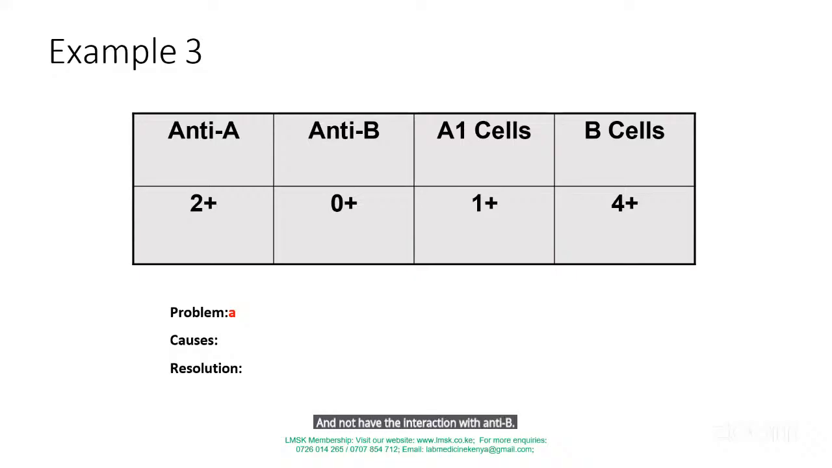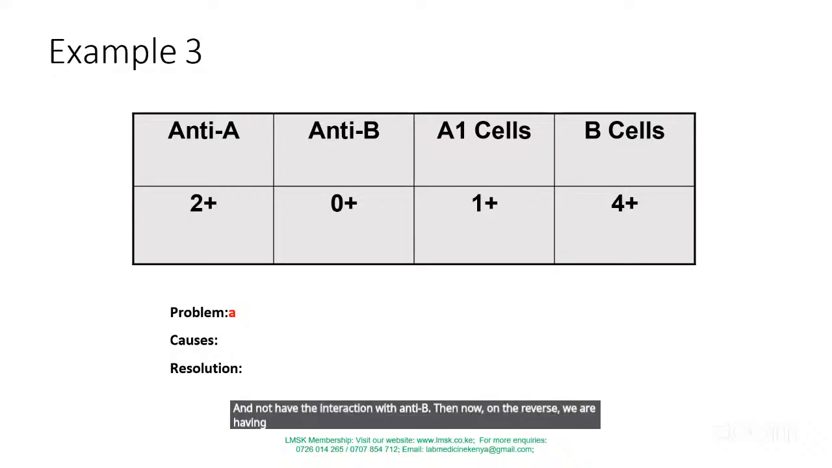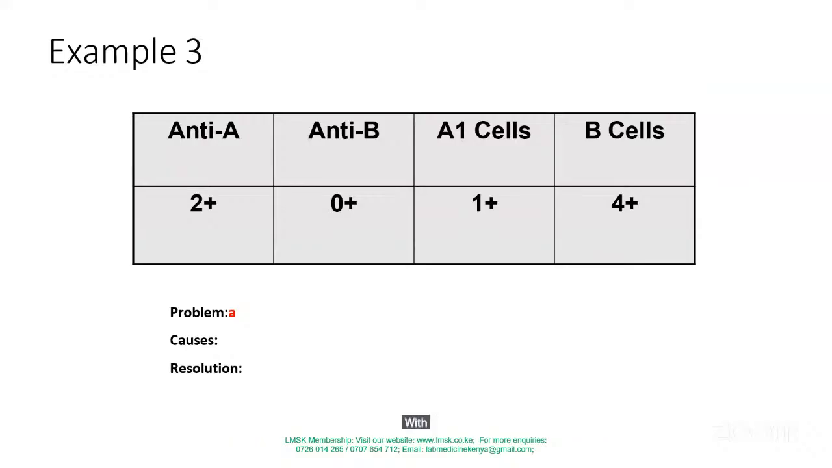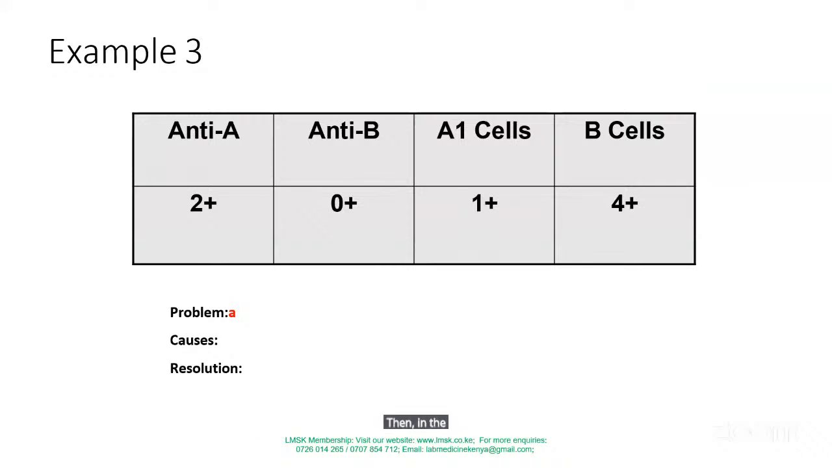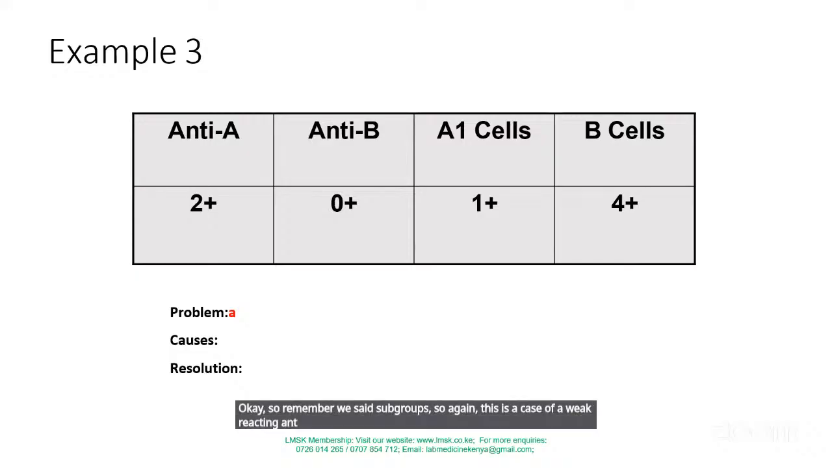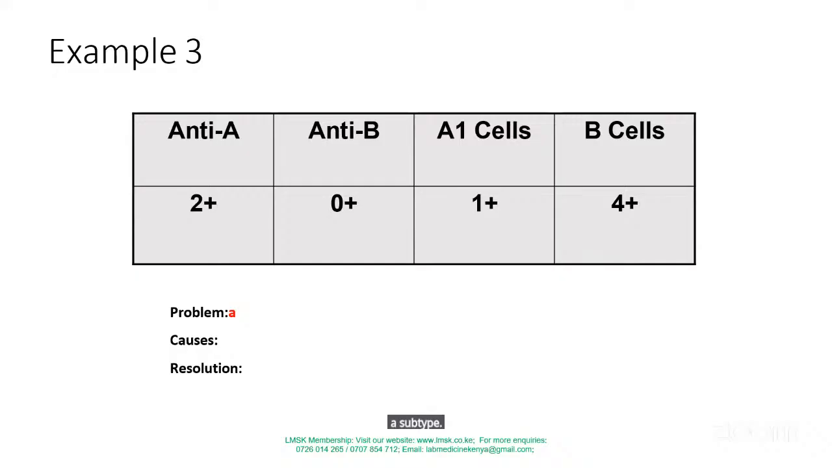And then now on the reverse, we are having a very weak reaction with the A1 cells, then a very strong reaction with the B cells. We are saying that the patient is O. So in the reverse, we are having this patient as O, then in the forward typing, we're having the patient as A. So remember we said subgroup. So again, this is a case of a weak reacting antigen, a subtype case, where in this case, this patient could be A2.